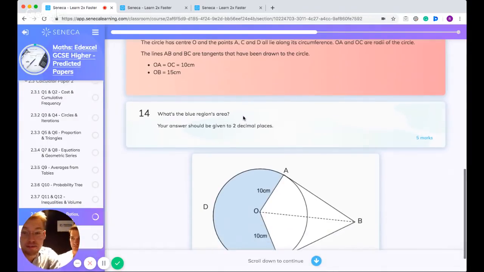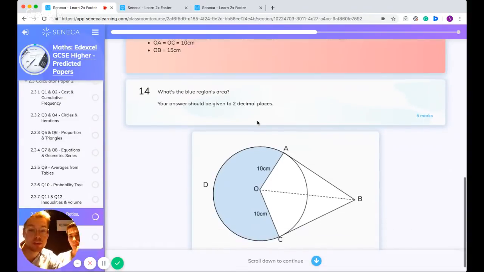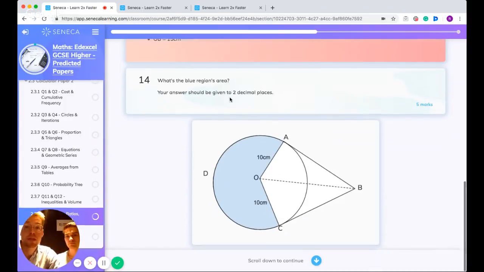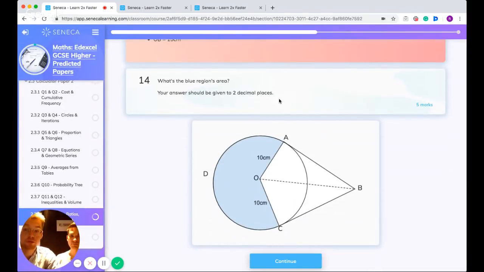And now it's a 5 marker, so it's a corker. This is like an essay question of a math paper. We need to give our answer to 2 decimal places. There's always a mark for that. So even if you're not sure and you're guessing the answer, give it to 2 decimal places because you can get a mark just for the right amount of decimal places. And we want to find the area of the blue region.